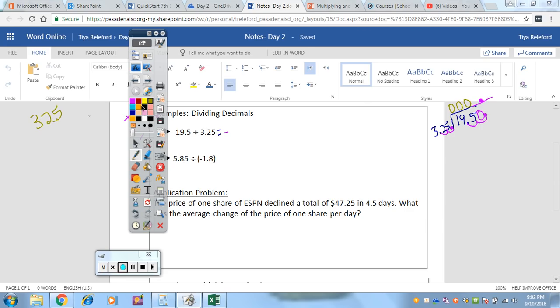How many times does 3 go into 19? 6 times? So let's start with that. Hey, that was a lucky guess, huh? So 6 times 325 is 1,950. Do I have to keep going? Of course not. The answer is just negative 6.